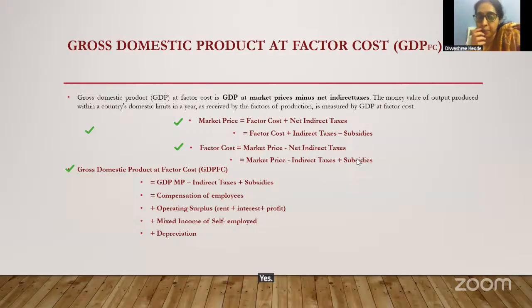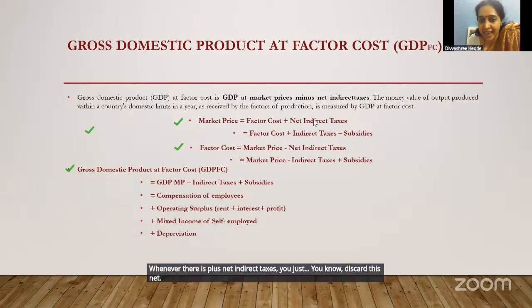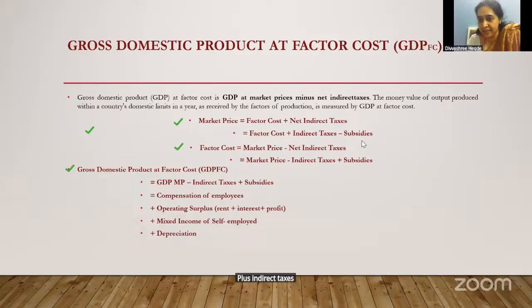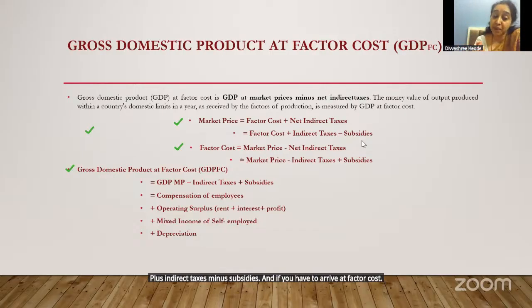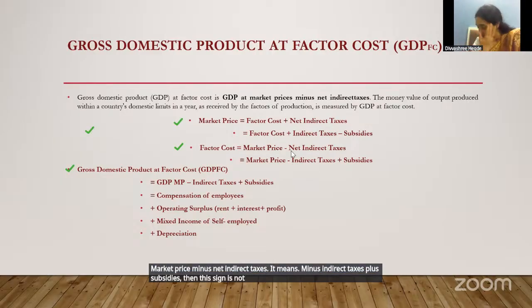How to remember this? Remember, market price is equal to factor cost plus net indirect taxes. Whenever there is plus net indirect taxes, you just discard the net indirect taxes, that is, minus indirect taxes plus subsidies. And if you have to arrive at factor cost from market price, minus net indirect taxes, it means minus indirect taxes plus subsidies. Then this sign is not confusing. Am I clear to you?